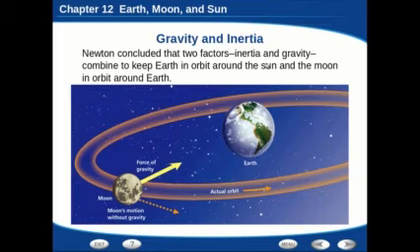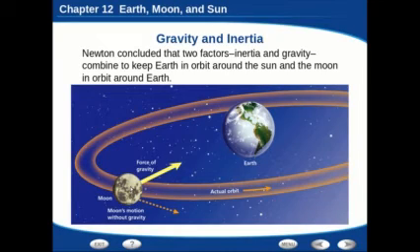So gravity and inertia. Remember, inertia is Newton's first law. So Newton concluded that 2 factors, inertia and gravity, combine to keep Earth in orbit around the sun and the moon in orbit around the Earth. So let's just take a look at the Earth and the moon system. We're on page 477 now. You can find this diagram. The force of gravity between the Earth and the moon. What is that like? So the moon is traveling in... Oh wait, let's go back. Let's figure out what inertia is.